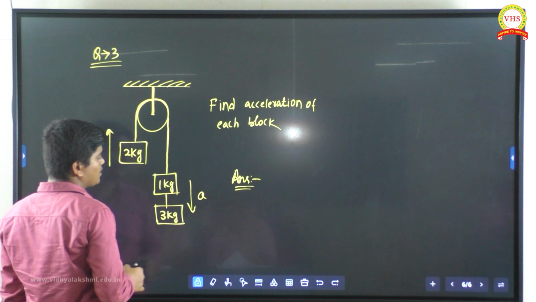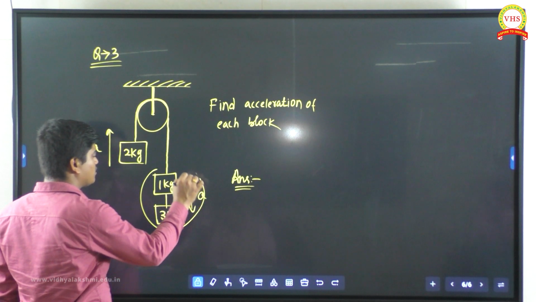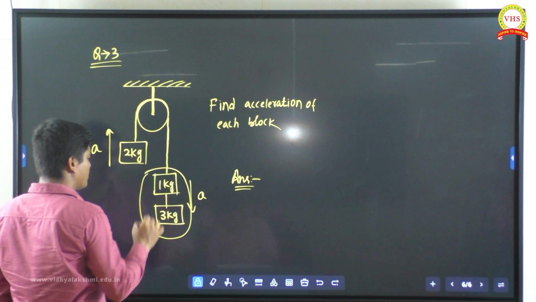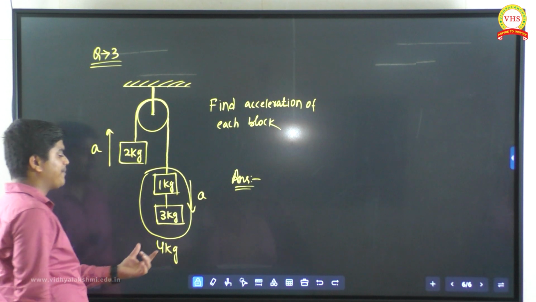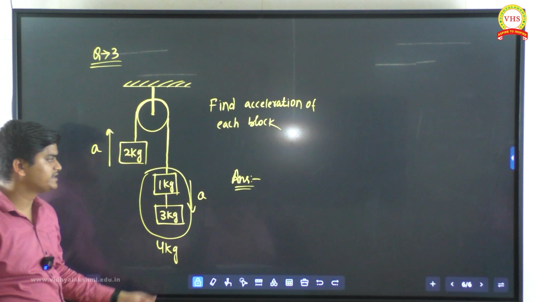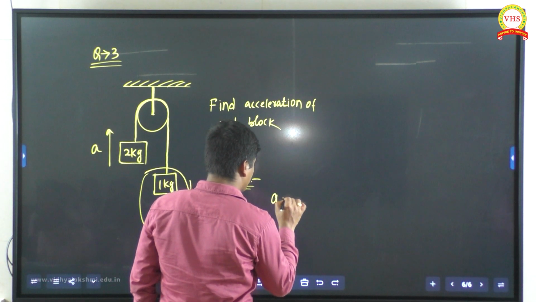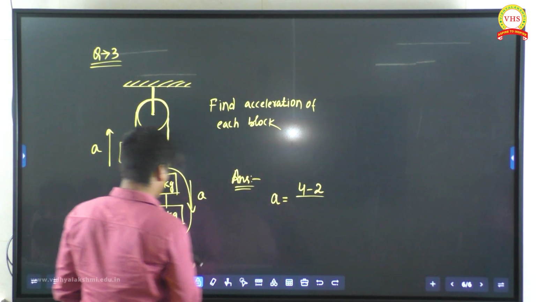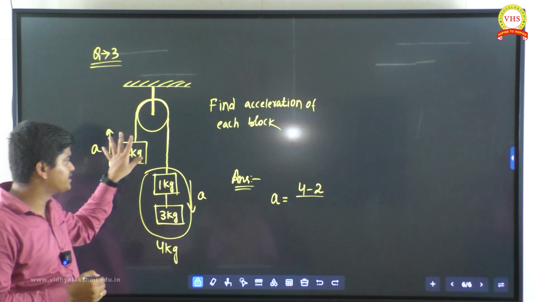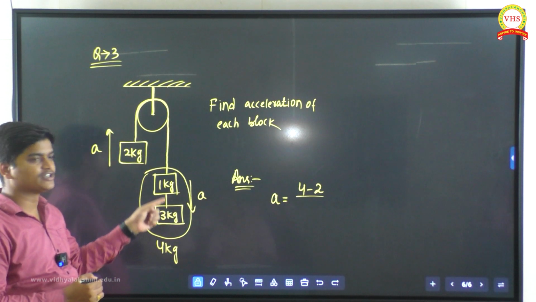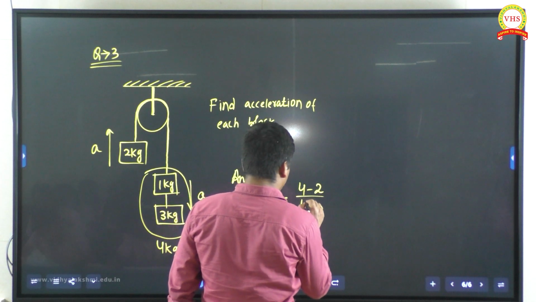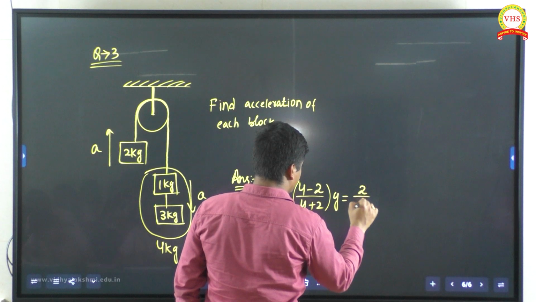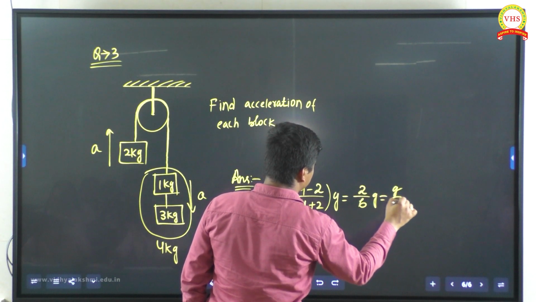Your answer, listen. This mass together you consider. Together it will be 4 kg, right? Now which is the heavy mass, 4 kg or 2 kg? 4 kg. They asked acceleration. So acceleration A equals 4 kg minus 2 kg. This is M1, this is M2, with this together I considered. Now A = (4 minus 2) by (4 plus 2) into G. Now it is 2 by 6 G, which is G by 3.